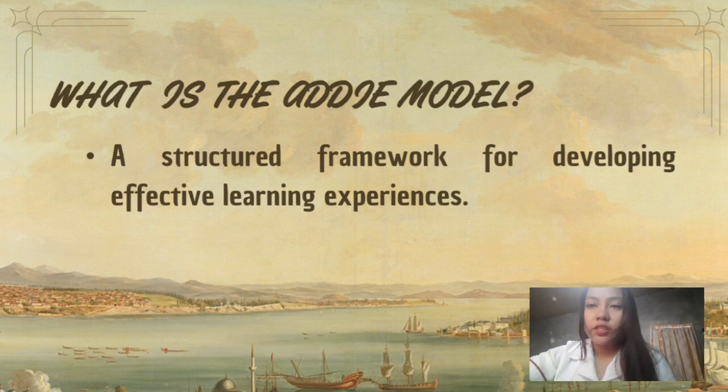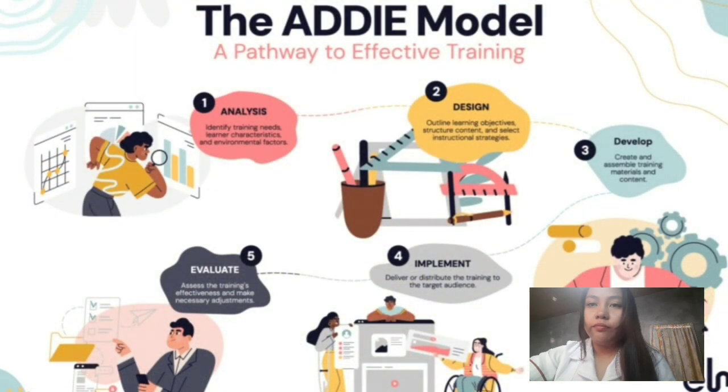These are the 5 stages of the ADDIE model. The ADDIE model came from the acronym: A for analysis, D for design, D for development, I for implement, and E for evaluate.